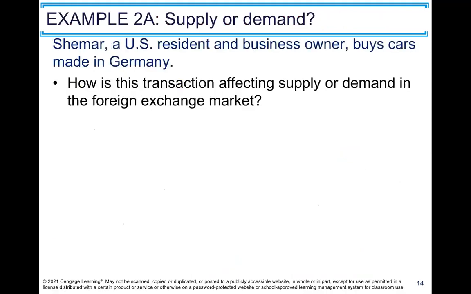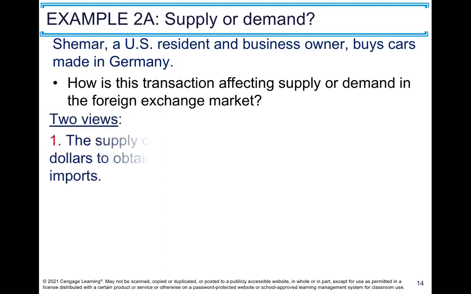Okay, so let's take an example. We're going to say that Shimar, a U.S. resident and business owner, buys cars made in Germany. So how does this affect the foreign exchange market? We can look at it two ways.